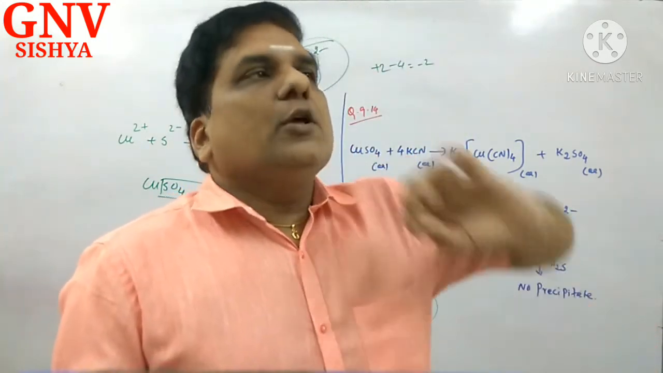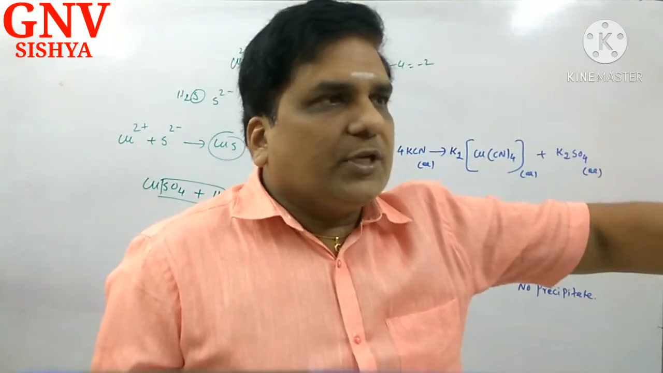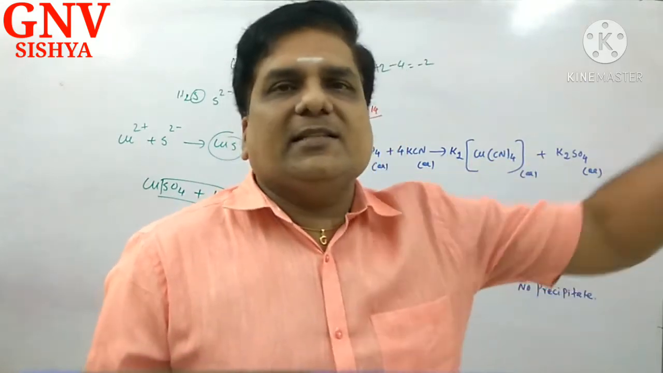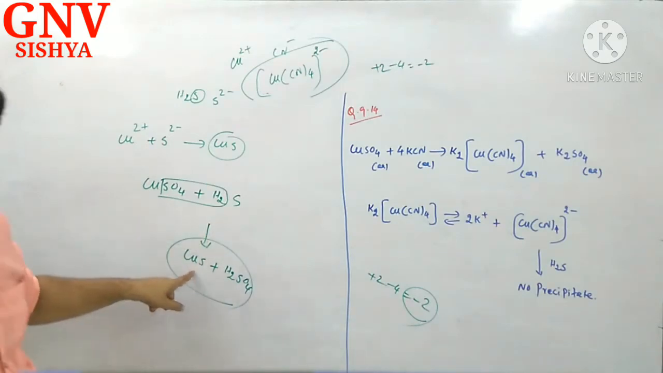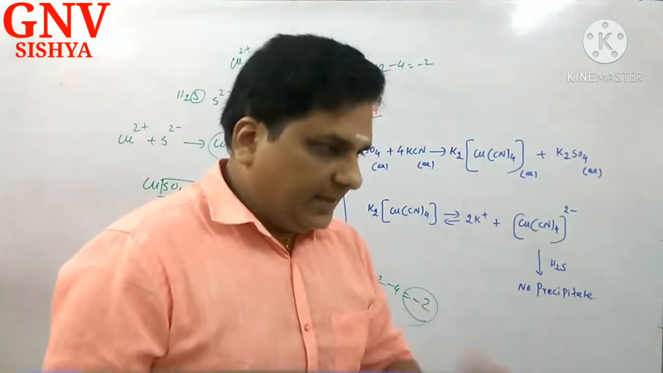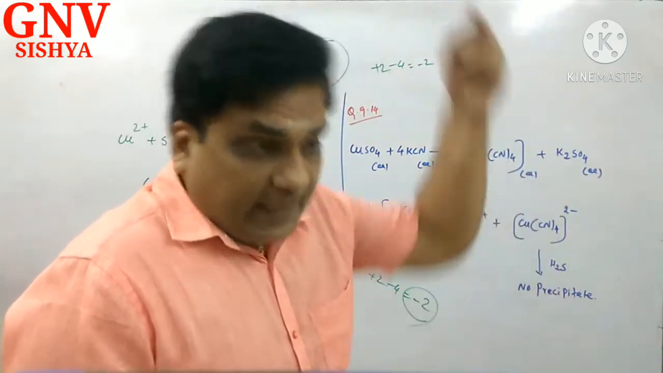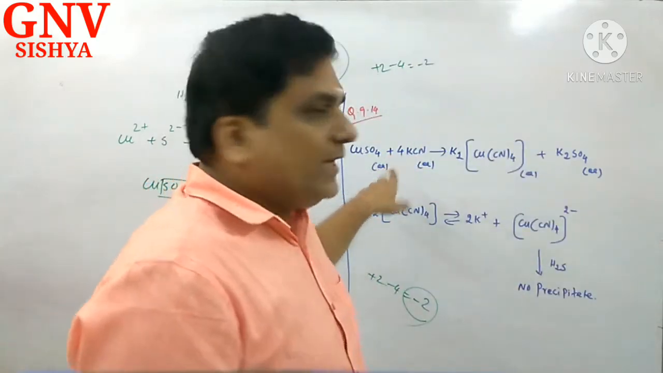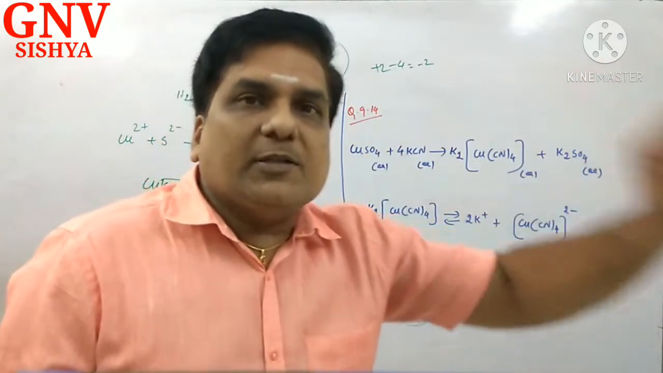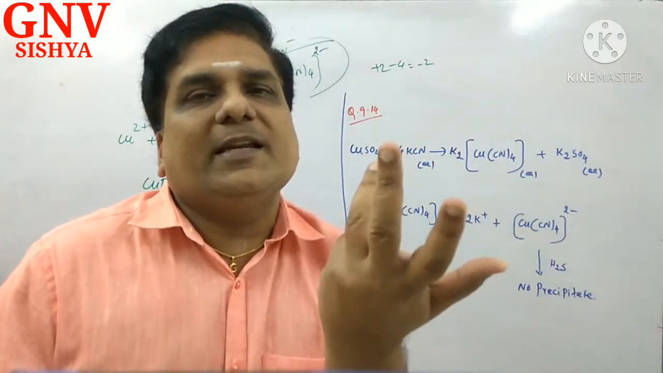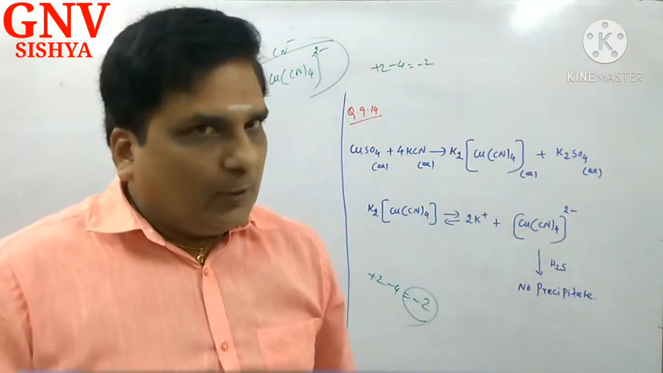So the question is, through copper sulfate solution, hydrogen sulfide is passed. You get a black precipitate of copper sulfide, agreed. But to the same copper sulfate solution, potassium cyanide is added. Correct? After that, H2S is passed through the solution, no precipitate is obtained. Why? I hope you understand.